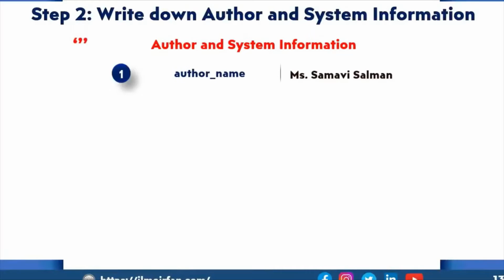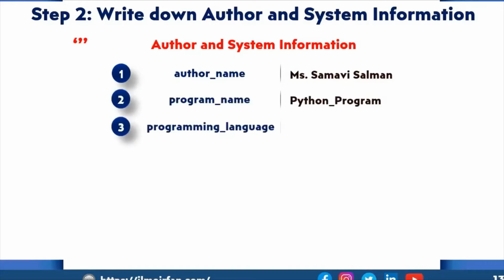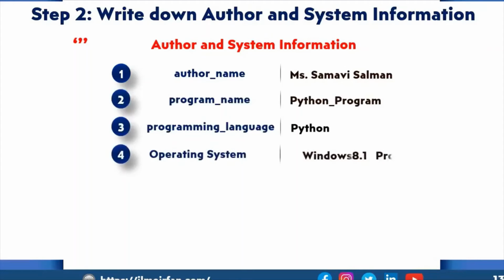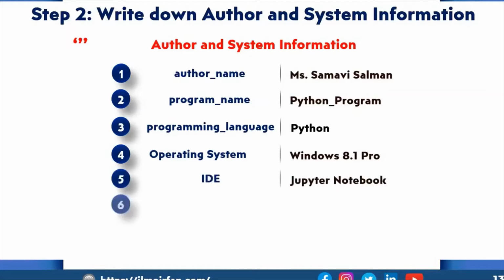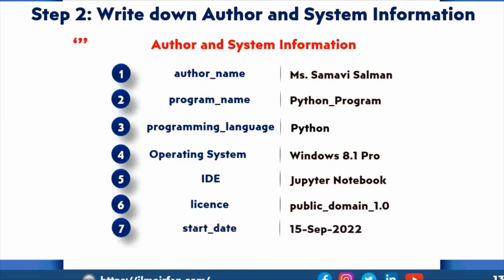Step number 2. Write down author and system information. Author name, Ms. Samavi Salman. Program name, it's a Python program. Number 3. Programming language used for writing the program, that is Python. Operating system we will be using, Windows 8.1 Pro. IDE will be Jupyter Notebook. License public domain 1.0. Start date is 15th September 2022 and end date will be 15th September 2022.